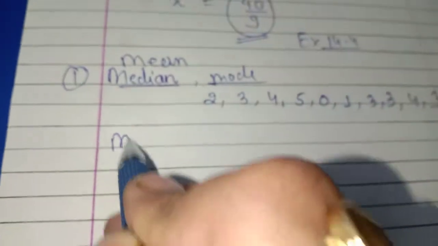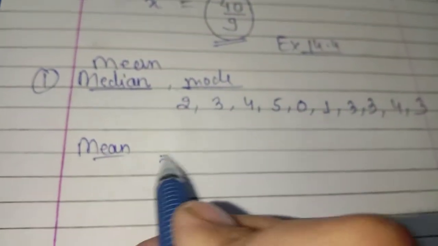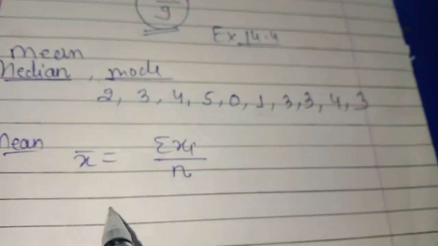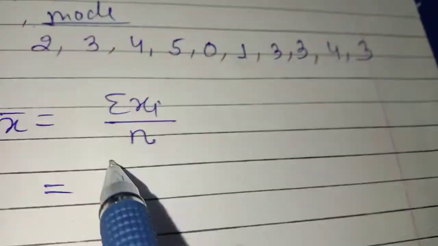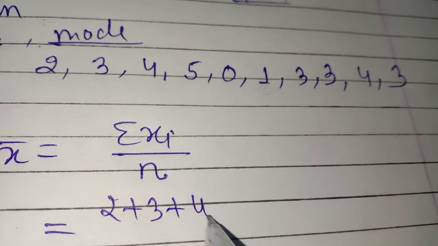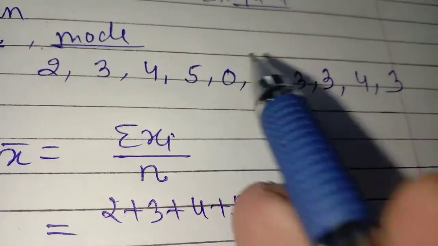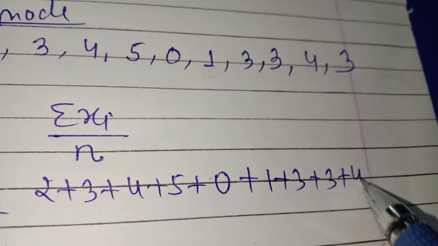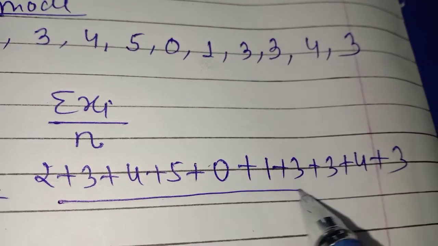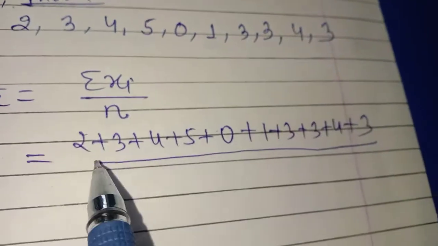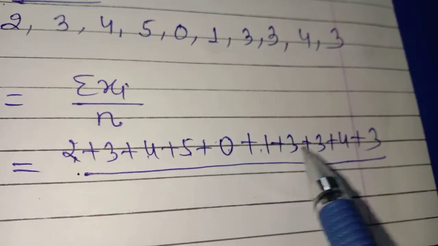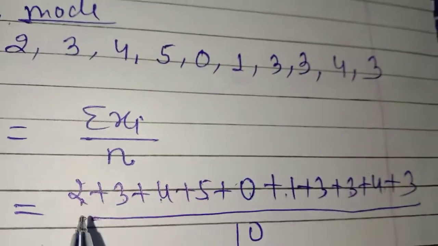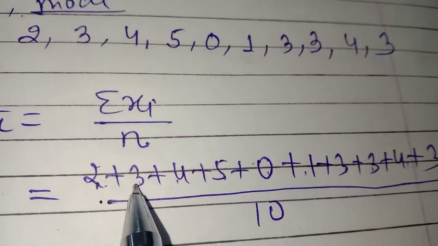So for mean, once again it is bar x is equal to summation of xi upon n. So add all the terms here. It is 2 plus 3 plus 4 plus 5. We have to count 0 also, because 0 is a whole number, we all know. 1 plus 3 plus 3 plus 4 plus 3. And it is divided by the number of observations: 1, 2, 3, 4, 5, 6, 7, 8, 9, 10. Divide by 10.